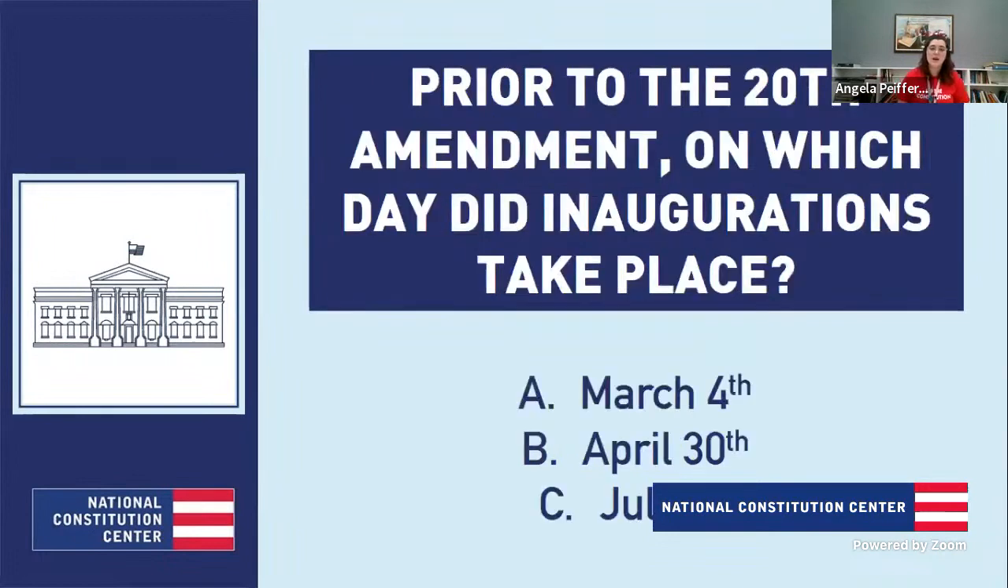All right, our last question here for all of the life bonus points. Prior to the 20th Amendment, on which day did inaugurations take place? Was it A, March 4th, B, April 30th, or C, July 4th? If anybody needs some context, today we celebrate Inauguration Day on January 20th. But this is, of course, after the 20th Amendment to the Constitution. So prior to the 20th Amendment, Inauguration Day was actually on March 4th.